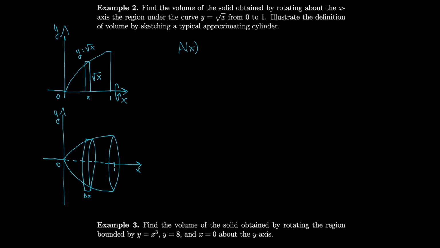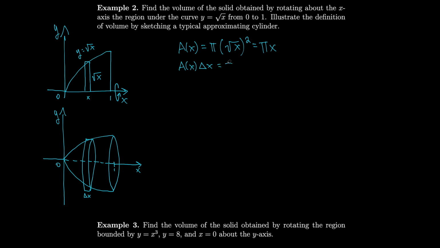The area of the face of the disk is the area of a circle, so it's pi r squared. Notice in this case, the radius is still the y value, so that's still square root of x. That's how high this goes. So this is going to be pi times square root of x squared, which is just pi x. So the entire volume of one arbitrary disk is A of x times delta x, the thickness.